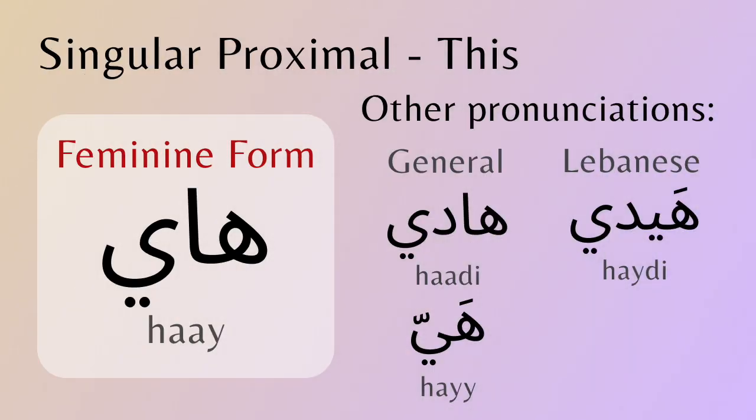Now let's look at the feminine form of this, which is hay. Let's also listen to some other pronunciations. In general, across the Levant, you might hear hadi. You also might hear hay. You'll often catch Lebanese people saying haydi. Notice the long vowel A that the Lebanese use.